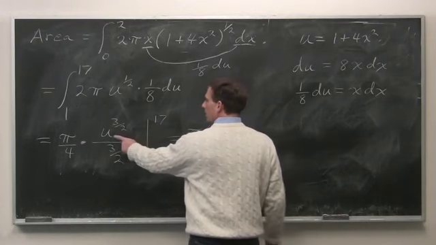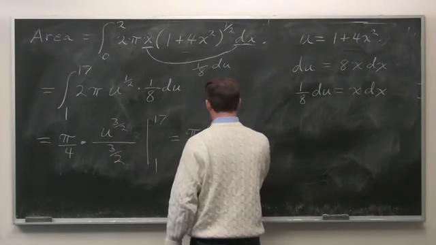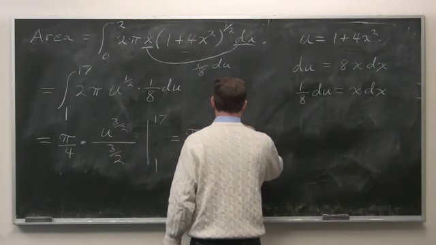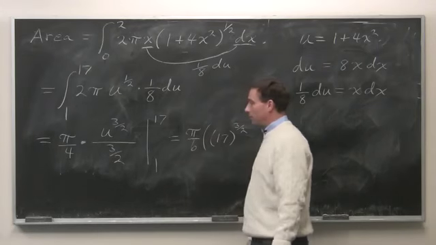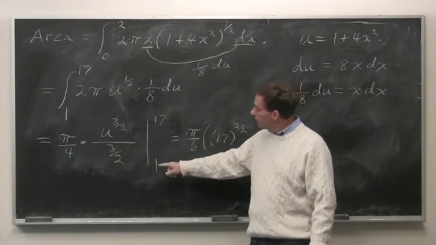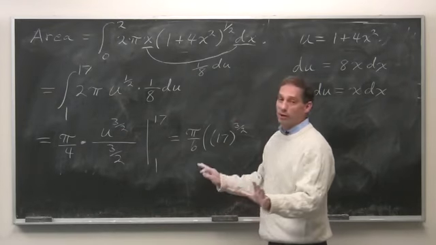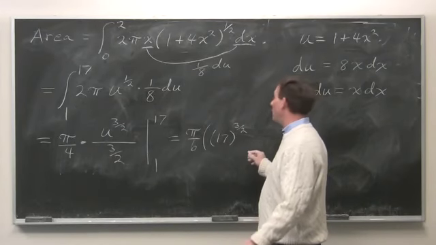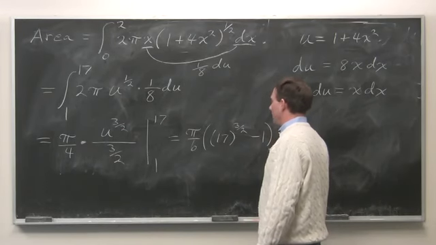And then I'll get 17 to the 3/2. What's 17 to the 3/2? You can get out a calculator and figure out what it is, but I'm going to leave it as 17 to the 3/2. Minus 1 to the 3/2. All right, that one I'll do in my head. 1 to the 3/2 is 1. And that's the answer.